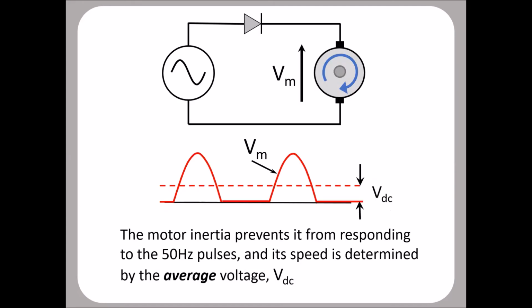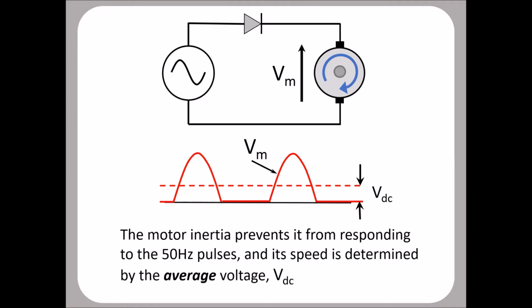Now, looking at just a little bit more detail, you can see that just as with the lamp, we saw that it was the average that mattered. Well, likewise here, the DC voltage shown by the dotted line is the average, the mathematical average of that VM, the motor voltage. So it can't respond to the 50 hertz pulses.